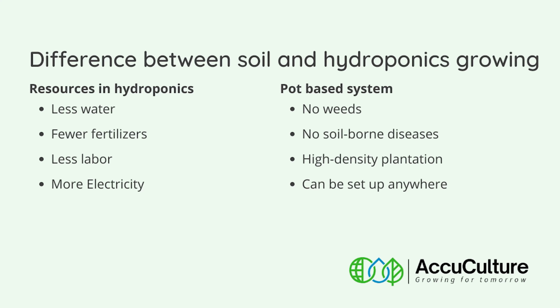Hydroponics is pot-based growing, so it has its own side effects. There are no weeds in hydroponics and no soil-borne diseases. High density plantation is possible. When we are planting in soil, there are two limiting factors: sunlight and plant nutrition. So we have to space our plants apart. But in hydroponics, sunlight is the only limiting factor, so we may use high density plantation. Also in hydroponics, we can go vertically. So that's why high density plantation is possible.